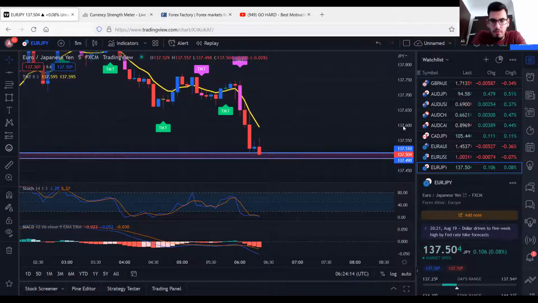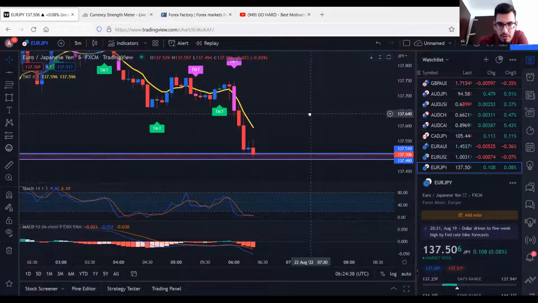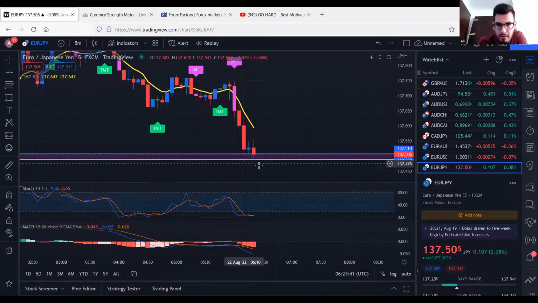Stochastic oversold. MACD oversold. It's in my support resistance. But let's see. Let's see if the market will bounce back up from there now. Okay, the previous candle didn't do what I want it to do. It was a false breakout, but now this could be a breakout towards the upwards direction for buy position.